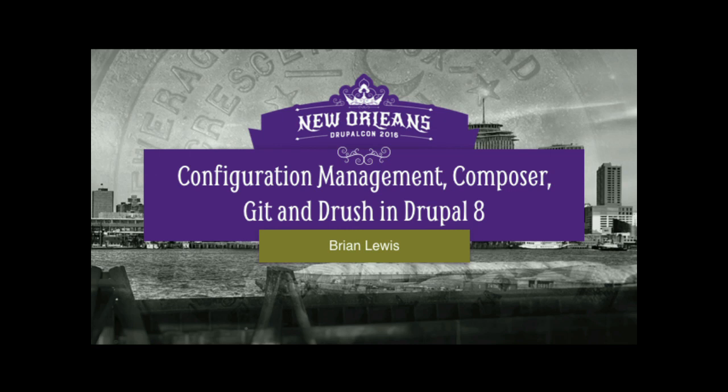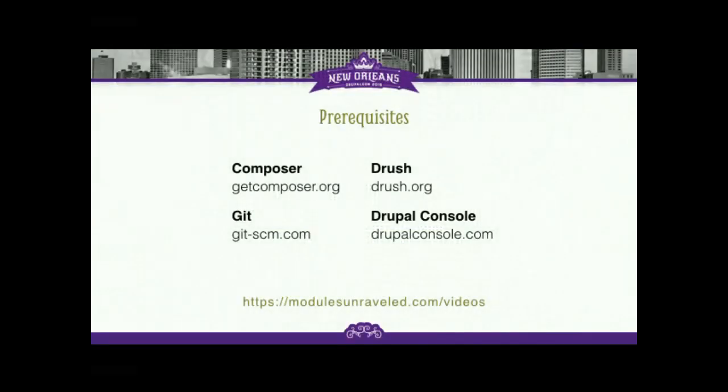But everything is pre-recorded, because using Composer on even the best Wi-Fi is slow, and on conference Wi-Fi it doesn't exist. So if you want to follow along, you're not going to be able to, because everything's video and edited. But later, if you want to do this, you're going to need Composer, Git, Drush, and I use Drupal Console for some things as well. The two big ones are Composer and Git. Those are actually required to do anything. Drush and Console are installed as a part of this process, but it's a good idea to have them both installed globally on your system so that you can use them without having to use vendor/bin/drush or whatever. Just type Drush.